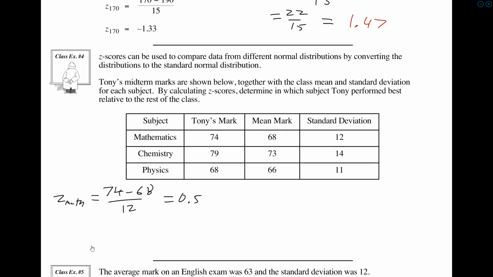And how about his Z-score in Chem? 79 minus 73 over 14. So we have 6 over 14, which is 3 over 7, 0.42. And how about his Z-Phys? That's 68 minus 66 over 11. So which one was he best compared to his friends?